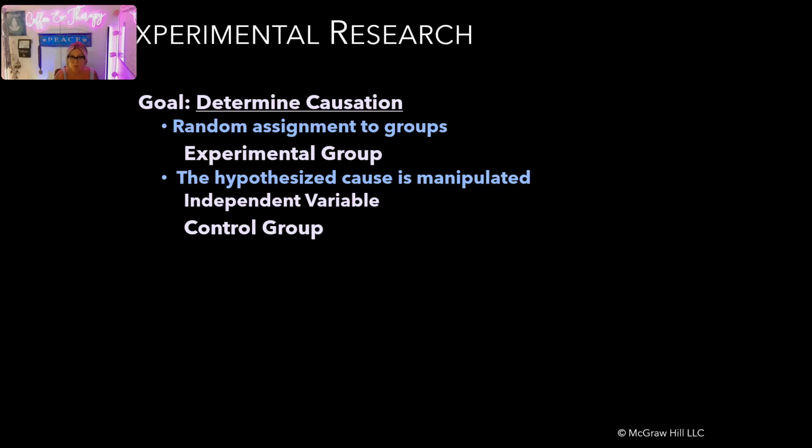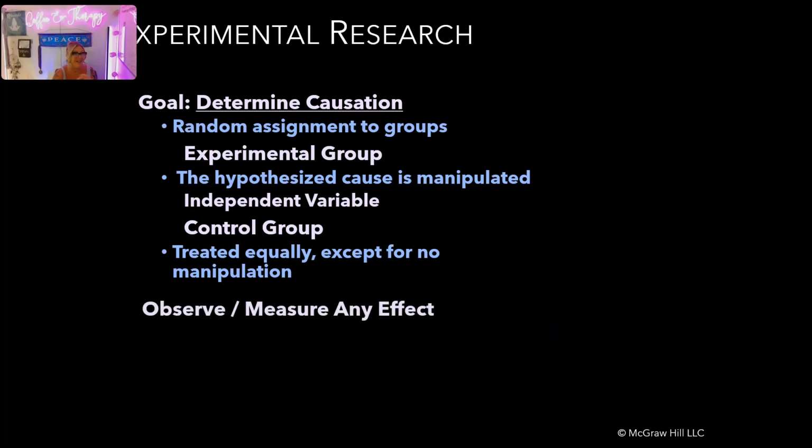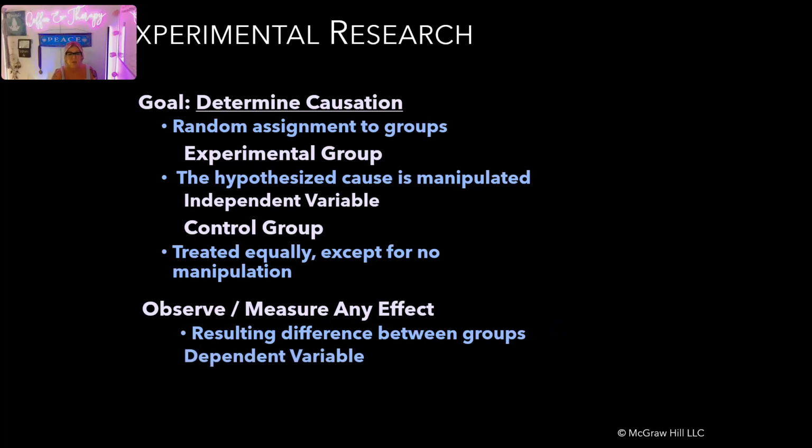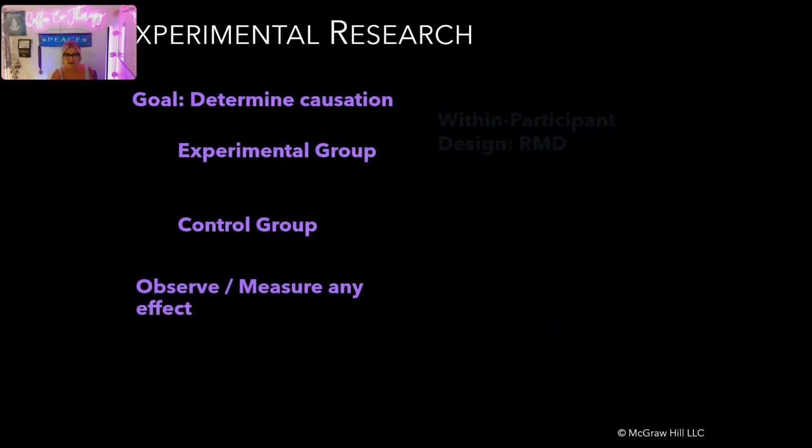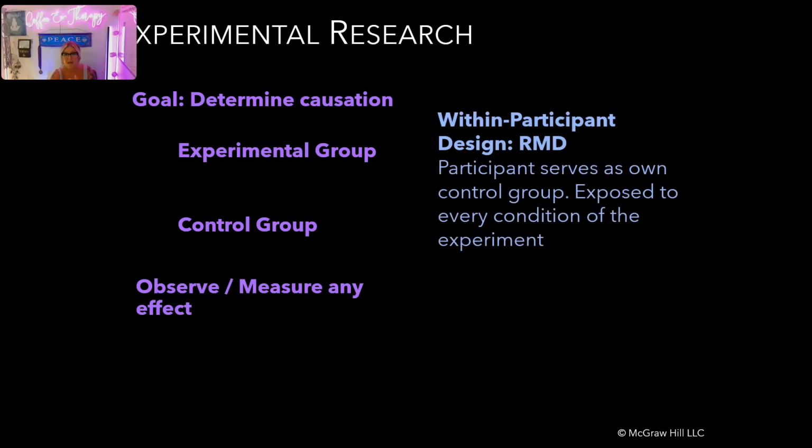We have a control group when we're doing experimental research. The control group is treated equally except for no manipulation. So there's nothing that's being manipulated. And then we observe and measure any effect, the resulting difference between the two groups. That's what we're looking at. We have the dependent variable, right? So you've got the IV, you've got the DV, which is dependent on what happens with the IV. The goal: determine causation.